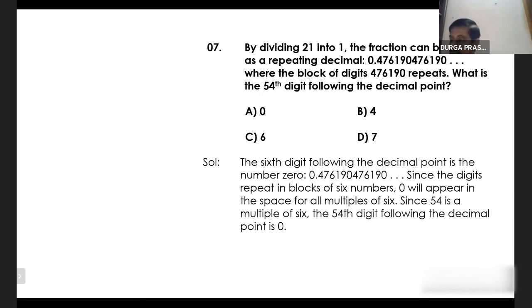Now, if you look at this, 1, 2, 3, 4, 5, 6, the sixth digit is 0. So he asked 54. 54 is divisible by 6. So that means it should be 0, the ninth block's digit. So definitely it should be 0. So option is A.